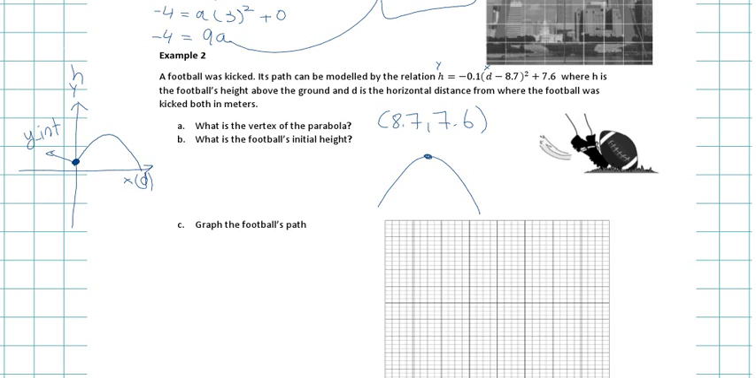Right? So, what is the football's initial height? I have to plug in 0 for d. Oh, so you would just rewrite it? I have to evaluate. Okay? So d is equal to 0. So if I plug in d is equal to 0 to find the height, that's a negative 0.1.